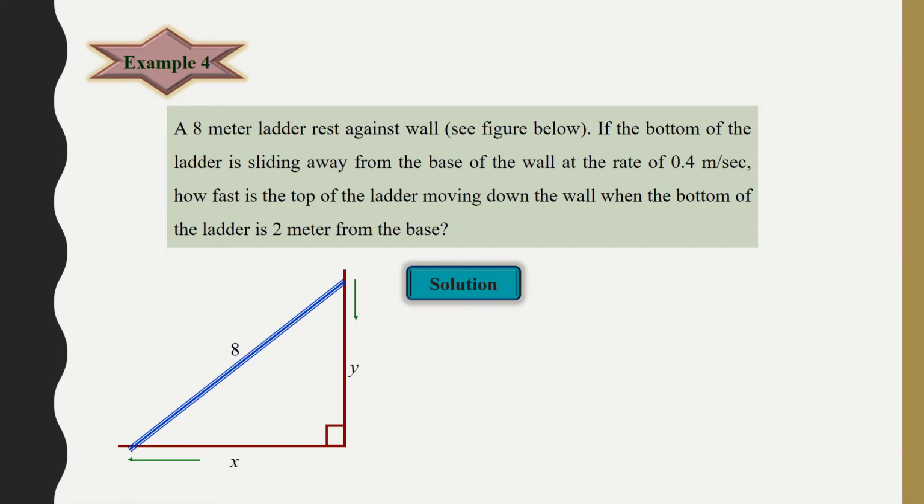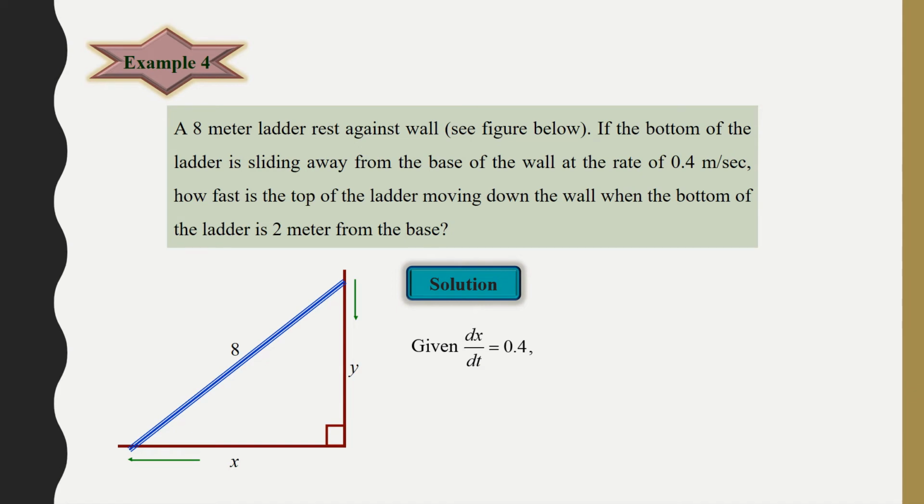Now, let's look at example 4. An 8-meter ladder rests against a wall. You can see the figure below. The base of the wall is x. The bottom of the ladder is sliding away from the base of the wall at the rate of 0.4 meter per second. So the ladder is sliding away from the base of the wall, which means dx over dt is equal to 0.4. How fast is the top of the ladder moving down the wall when the bottom of the ladder is 2 meters from the base? The top of the ladder is y. So the information given is dx over dt equals 0.4.